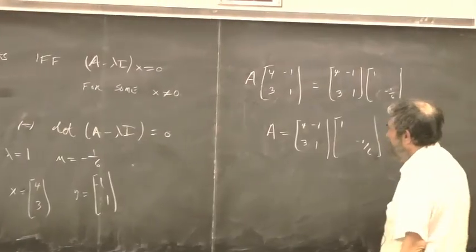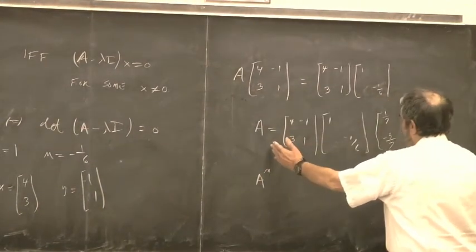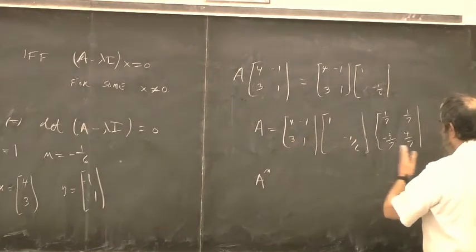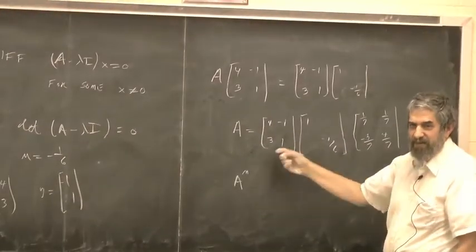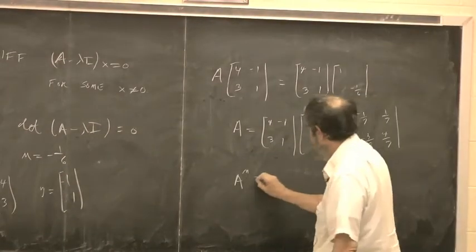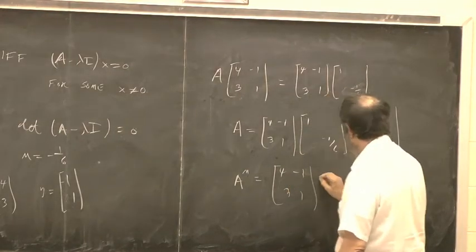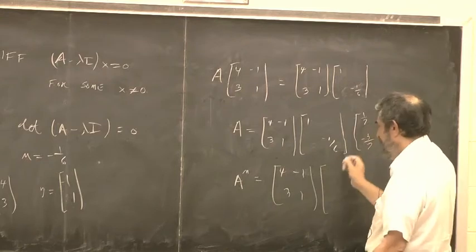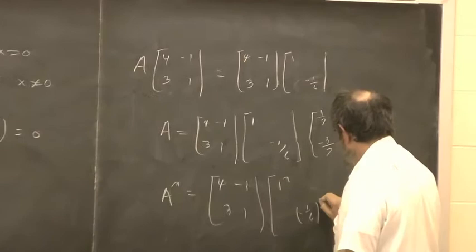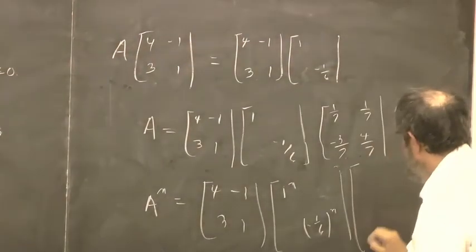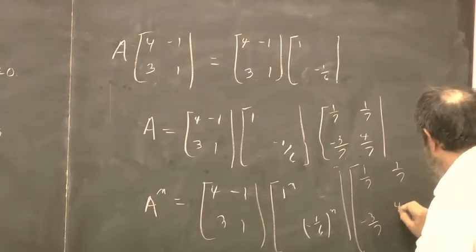All right. So now what happens when we take a power of A? If we do A squared, we're multiplying this by itself. In the middle, we're going to have this matrix times its inverse. So all that we're left with is 4 minus 1, 3, 1 times this diagonal thing to the nth power, 1 to the n, minus 1/6 to the n, all times this inverse matrix, 1/7 and so on.